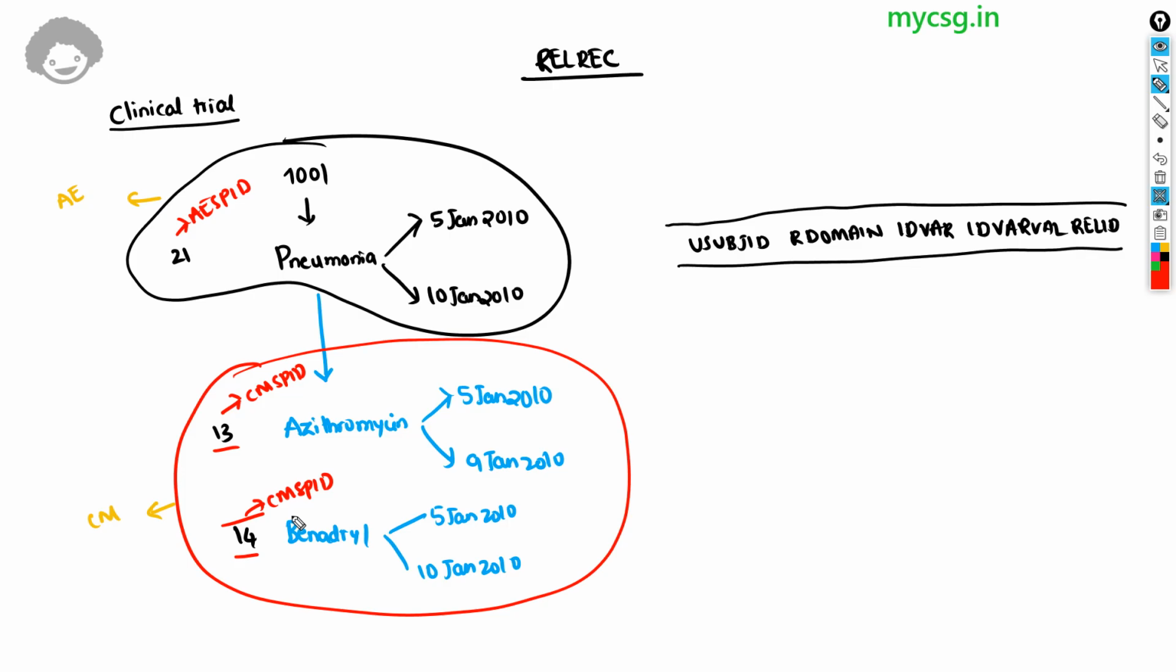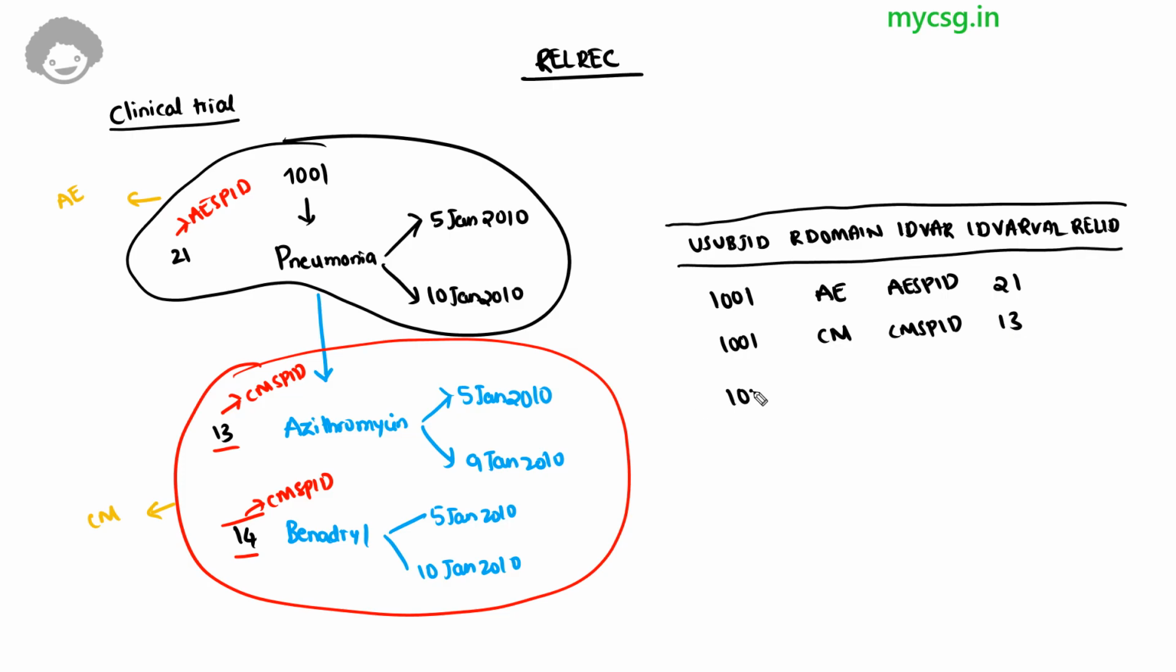So let us try to build the RELREC dataset for these. We have subject 1001. We have information in the AE dataset with an ID variable of AESPID, and the value in it is 21. Let us also build the records corresponding to CM, with a CMSPID of 13 and also a CMSPID of 14. So these three records are related.